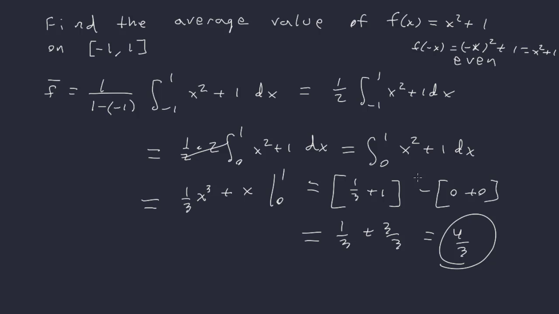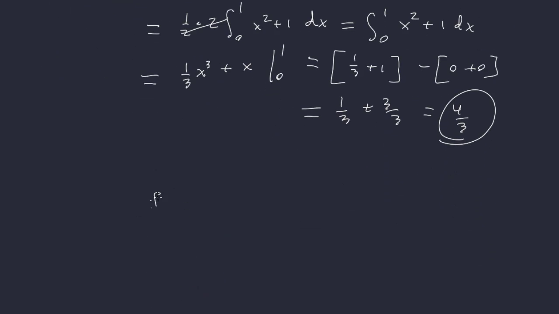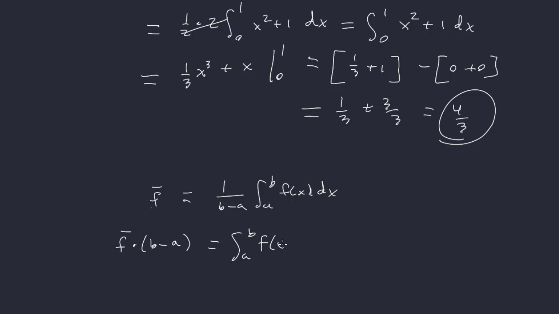All right, so now what I want to show is geometrically what this means, because what's interesting about this is, if the average value of f is 1 over b minus a times the integral from a to b of f of x dx, what this basically means is if we move this over and have f bar times b minus a, that's equal to the definite integral of f of x dx from a to b.